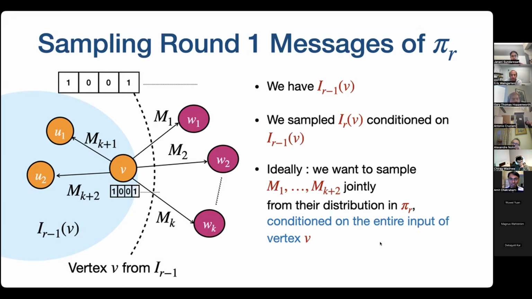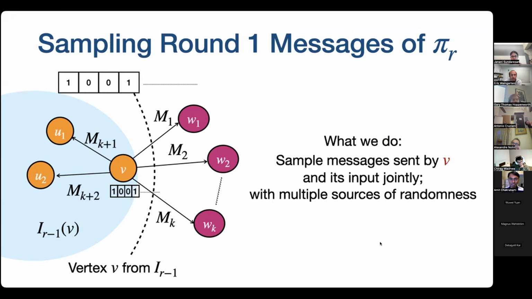So what are we actually going to do? We're not going to sample the input and messages separately. We'll figure out a way to sample them together. So in a very staggered manner, some messages are going to be sampled, then some part of the input, then some messages, then some input, and so on. But together, we would somehow get the right distribution.